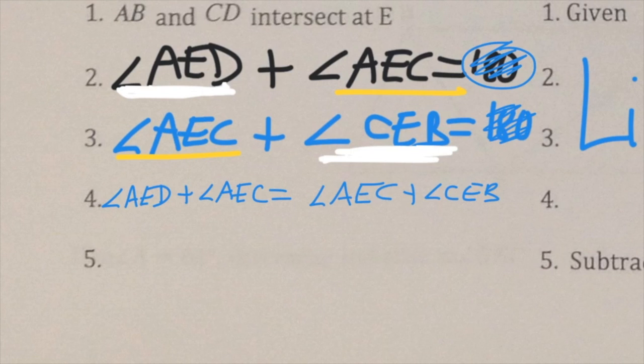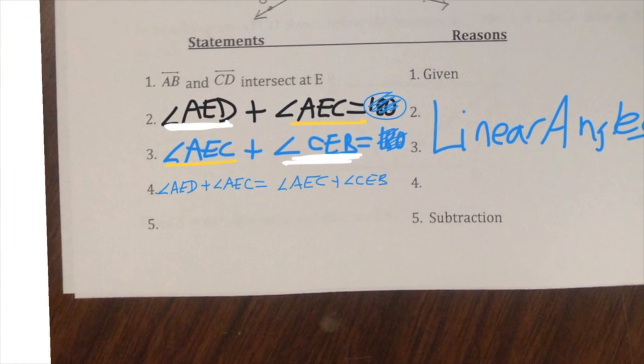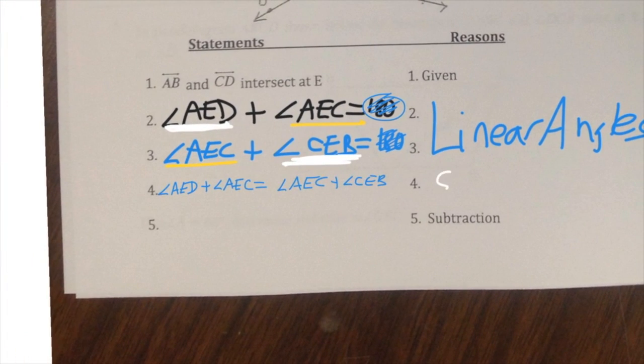There's another video probably on the same channel that goes over this. That is substitution. And now we just want to subtract away the part that is repeated, so the AEC can disappear on both sides, and that gets you to the very end. Angle AED is congruent to angle CEB.